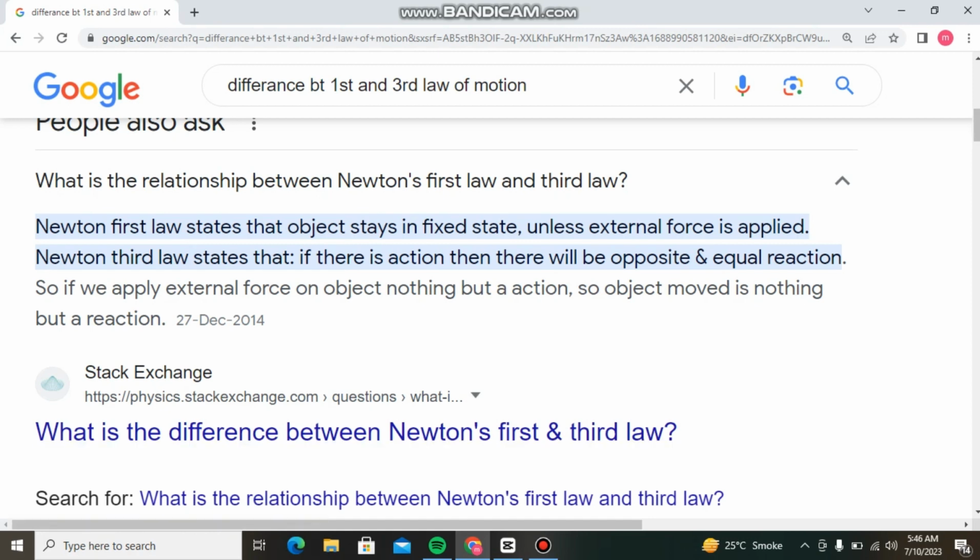So if we apply an external force on an object, the object moving is nothing but a reaction.